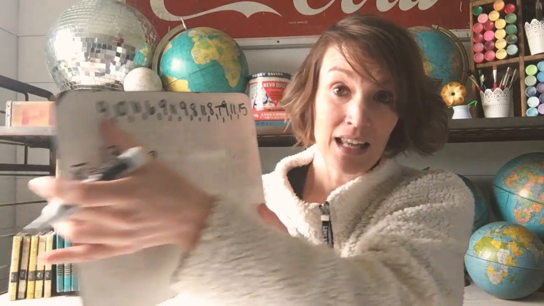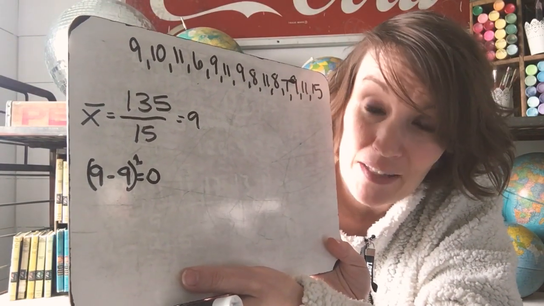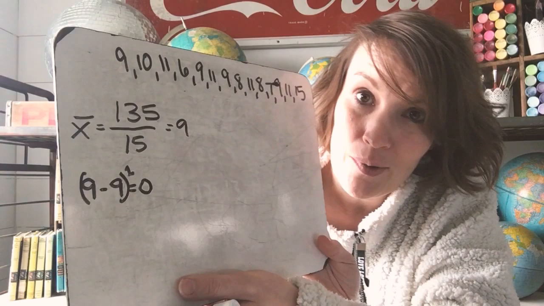So let's take the first piece of data. The first piece of data is 9. So we say 9 minus 9 equals 0. Done. Not really. No, we have to square that. So it's really like this: 9 minus 9 squared. So first we subtract, then we square. Fortunately, 0 squared is just 0.